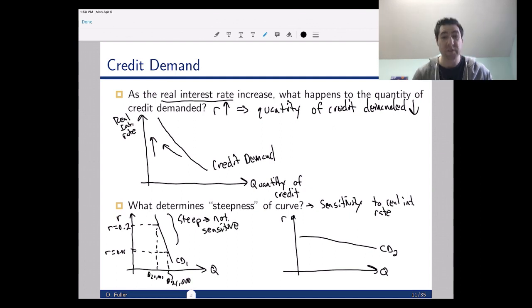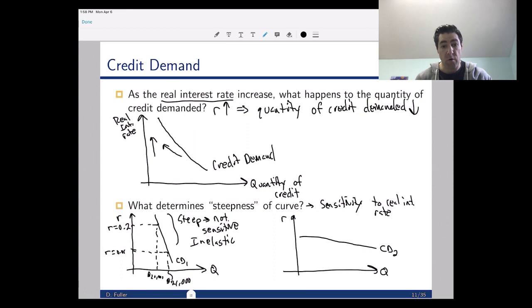If you've had principles of micro, we're not really focusing on this term too much, but that's called inelastic demand. Meaning it's not very elastic, it's not very sensitive to changes in the real interest rate. So a steep curve means we're not sensitive.